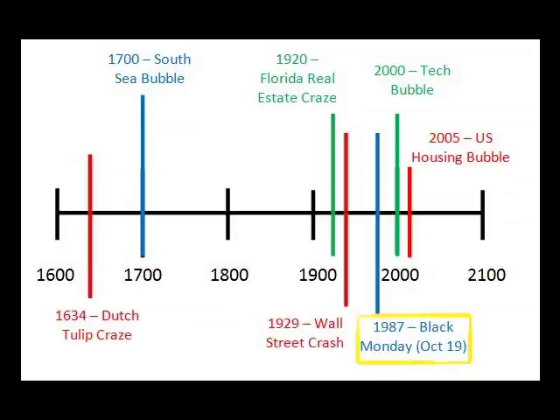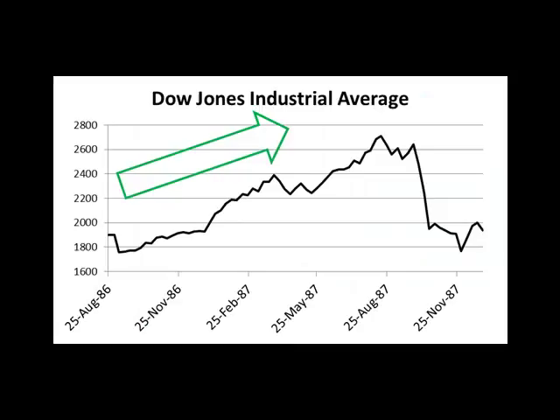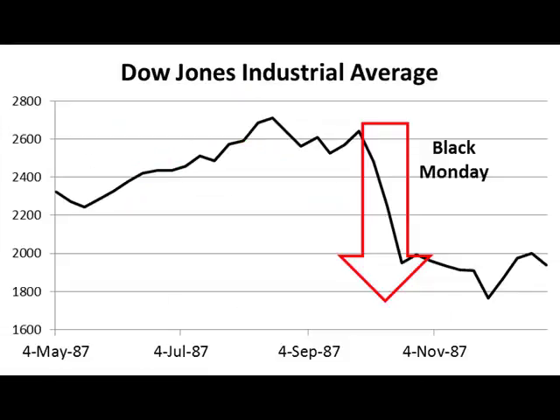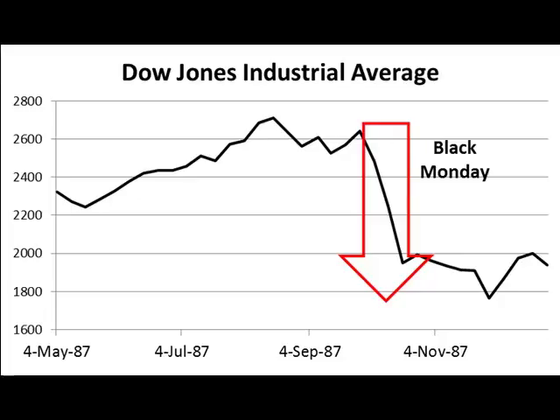More recently, U.S. markets enjoyed a bull run during the mid-1980s, fueled by the recovery from the 1981 recession and a hot mergers and acquisitions market. The Dow Jones Industrial Average rose from a level of 1,700 in September of 1986 to over 2,600 a year later. Monday, October 19, 1987, is known as Black Monday because the Dow dropped by over 22% on one day.